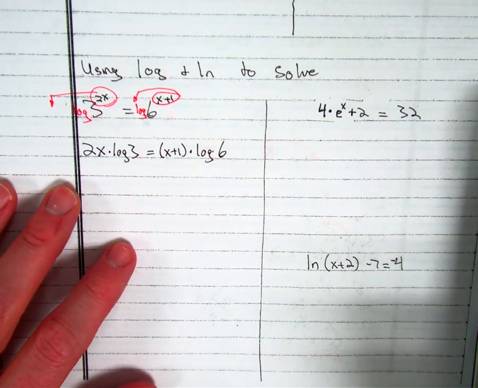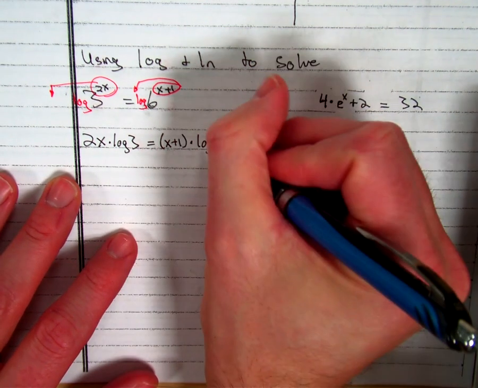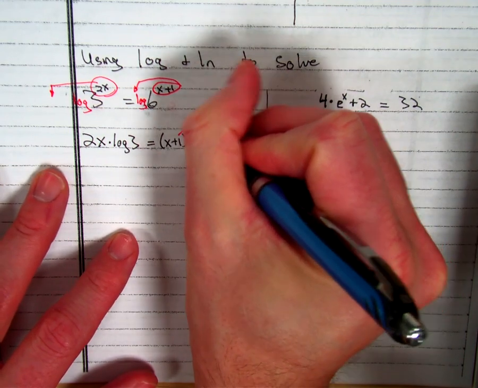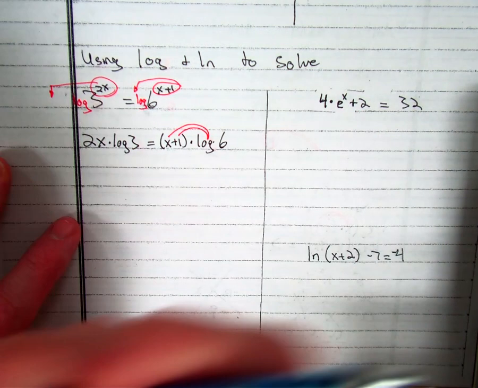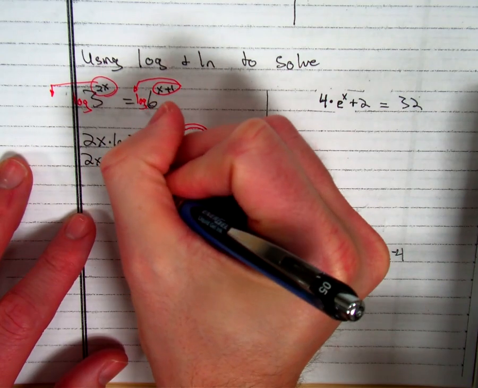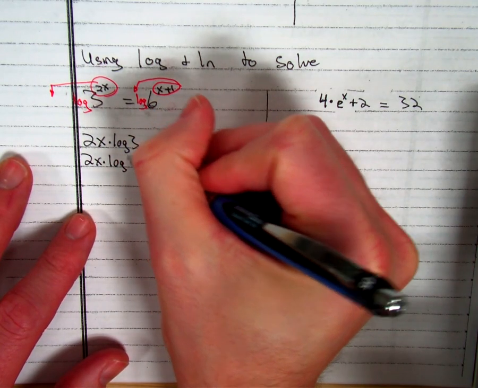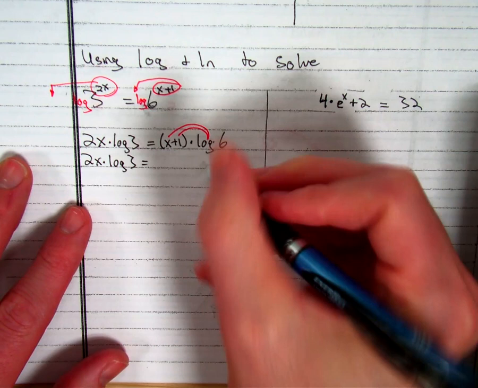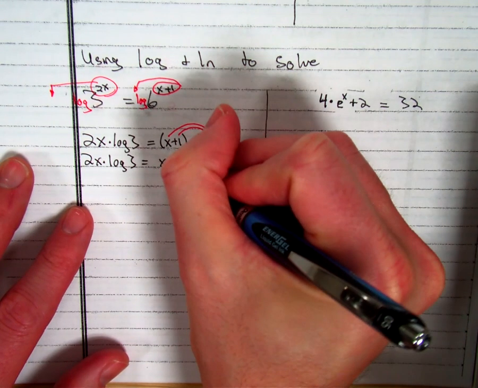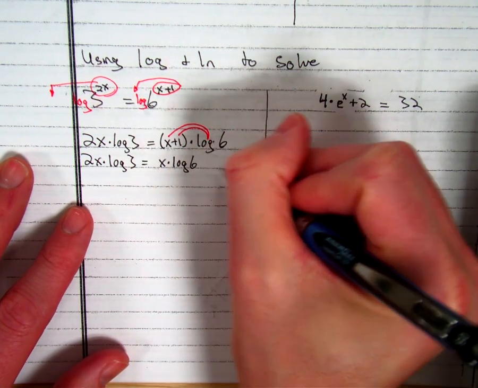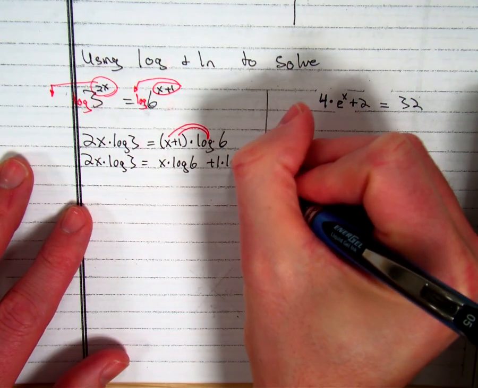Okay, the next step, we will distribute. We're going to take that log 6 to the 1 and to the x. So we have 2x log 3 on the left-hand side. On the right-hand side, we'll have x times log of 6 plus 1 times log of 6.